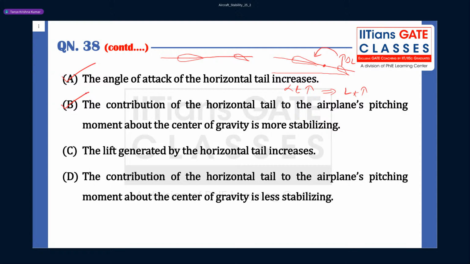Okay, next, the lift generated by the horizontal tail increases. Yes, because angle of attack increases, lift generated increases. Again, there is no stall, so it increases. This is a correct statement. Right. Then the contribution of horizontal tail towards airplane pitching moment about center of gravity is less stabilizing. That's not true. We just saw it produces a restoring moment. So the correct options are A, B, and C. Okay. Next.